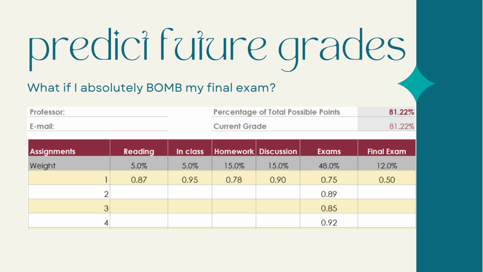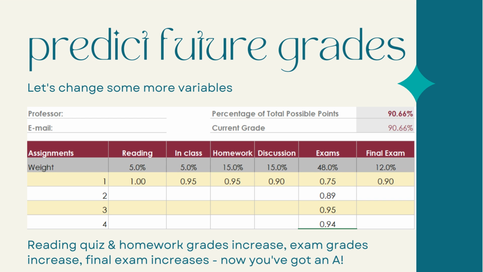You can also continue changing your variables by saying, let's say I get 100 on the reading quizzes. As you can see here, I've changed the reading quiz grade. I've increased it to 100. I've increased the homework grade to a 95. My exams I kept the same, and then I gave myself a 90 on the final exam. Now you can see I'm getting a 90 in the class. That's bumped me up to an A.